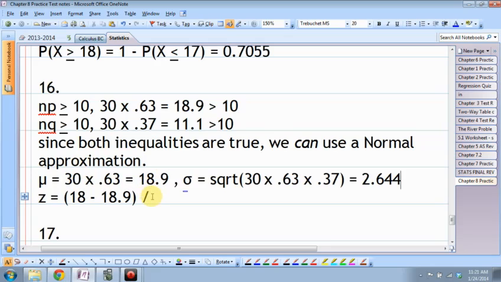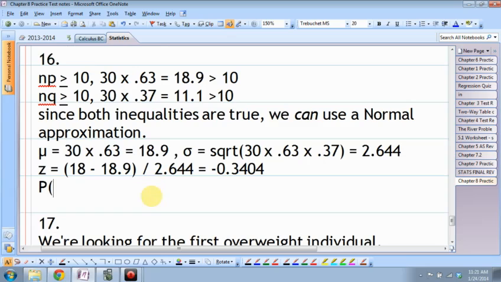2.644. So that's that first z-score. If you want to know the probability that x is greater than 18, that would be the same thing as the probability that z is greater than negative 0.34. Two decimals only.